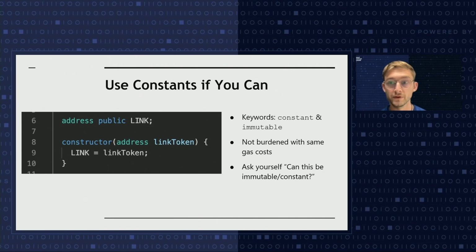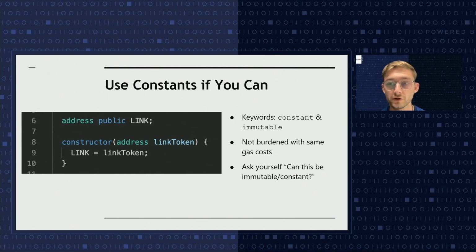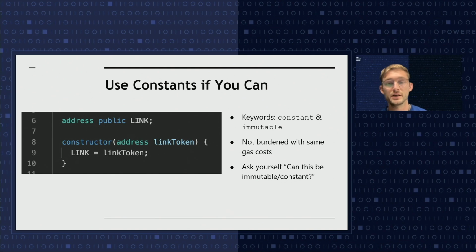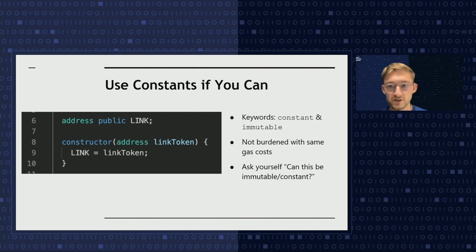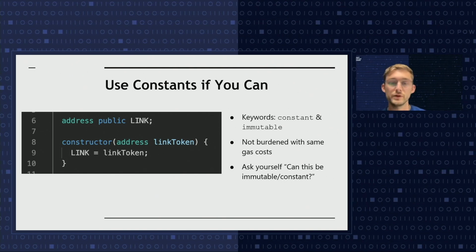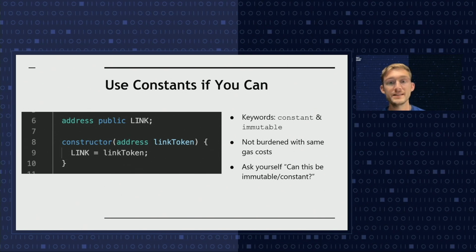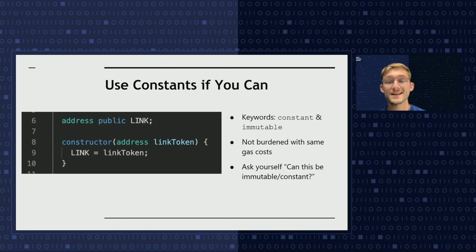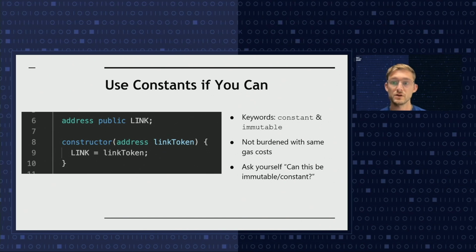So in this example, we've got the link token address that gets set in the constructor to the contract, but after that, it's never going to change again. All we're doing for the rest of that contract is reading that address from storage. And every time we do, we incur an sload, which is expensive, as we know.